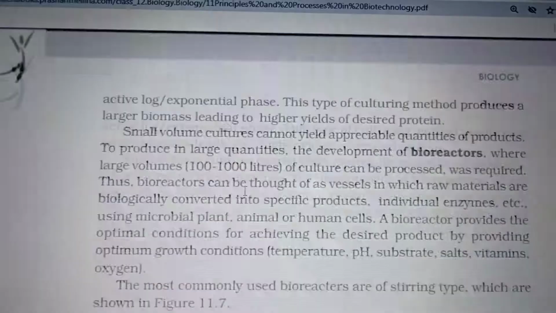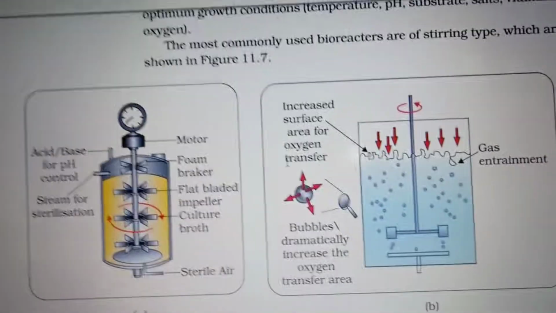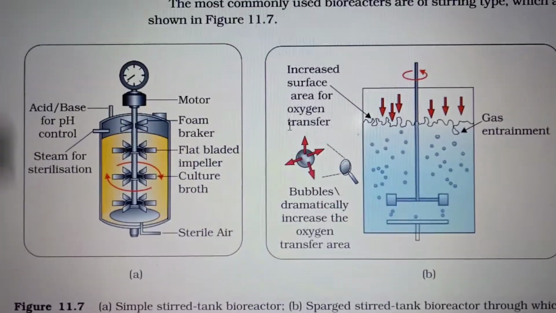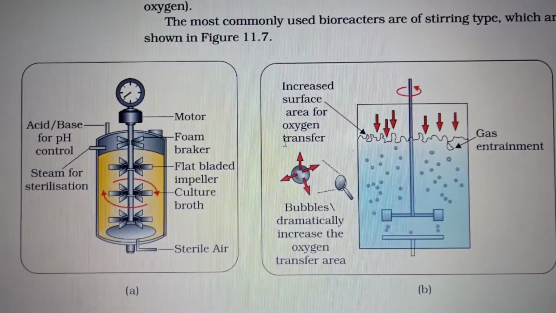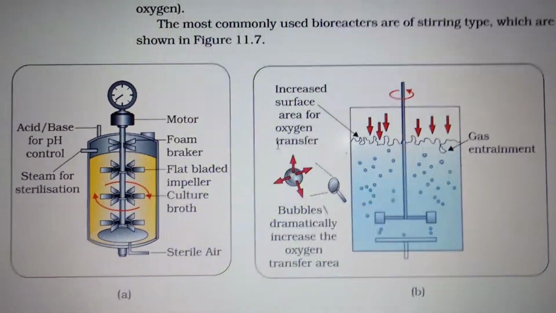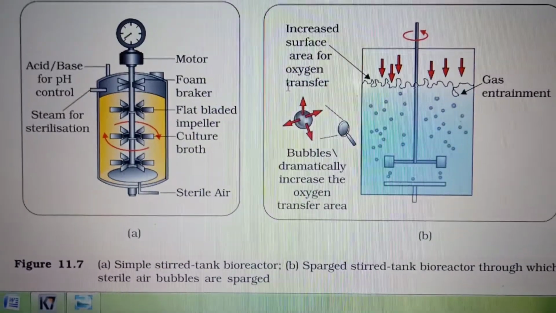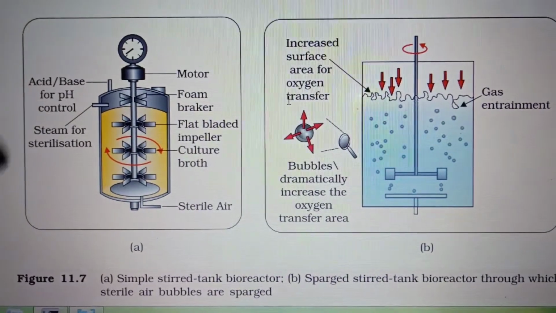Here in your book the picture of the bioreactors is given. To produce in large quantities, we use bioreactors. In the laboratory only small volumes of culture medium can be used, whereas in bioreactors large volumes, 100 to 1000 liters of culture, can be processed. So these bioreactors are very helpful.